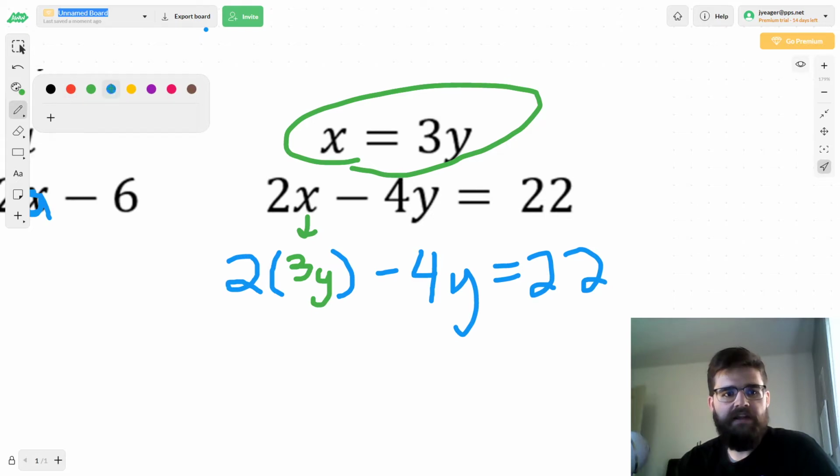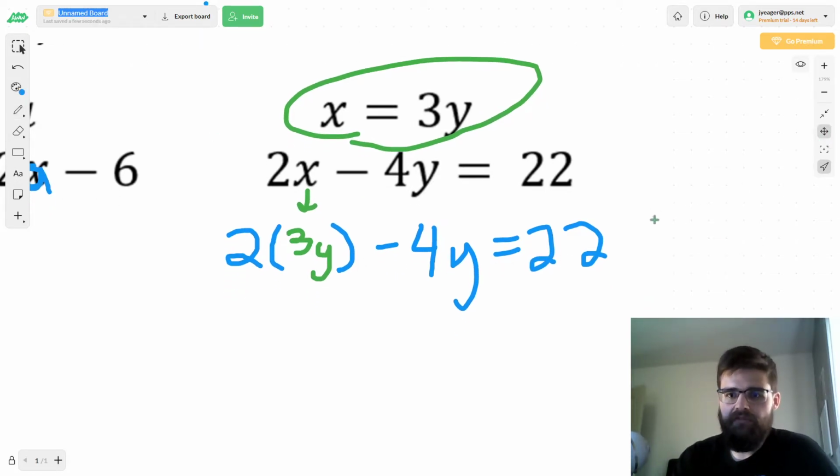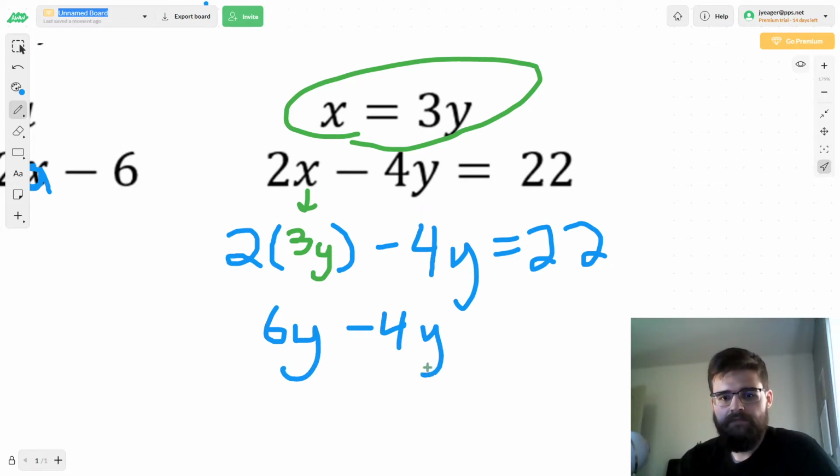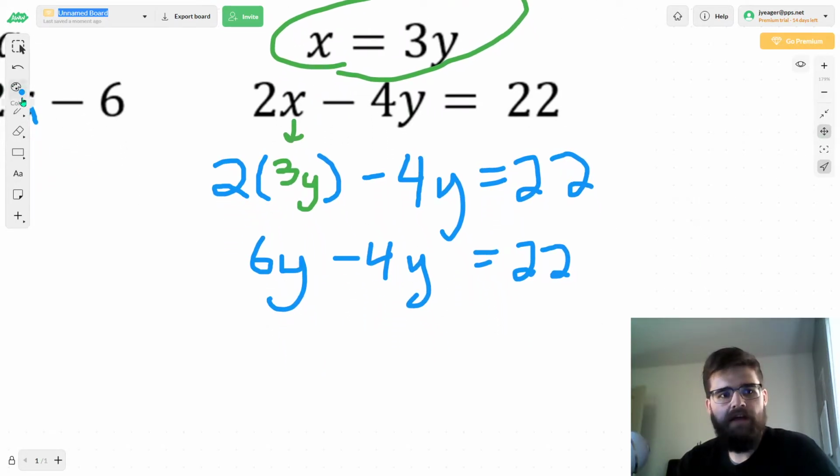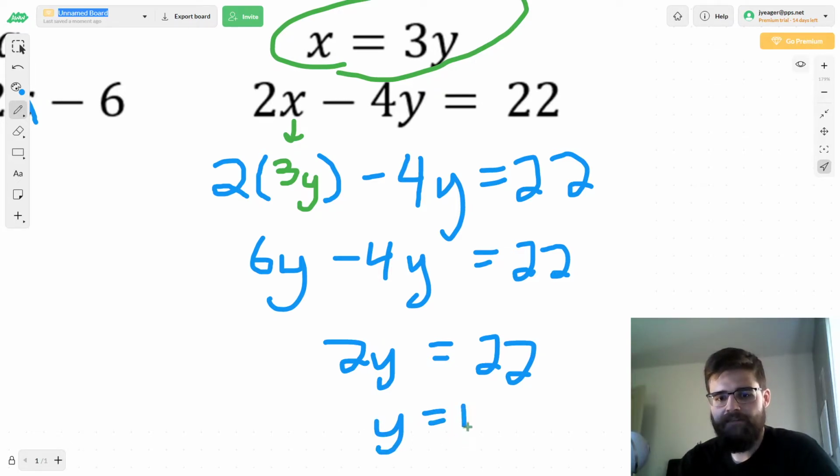Now we have an equation here that we should be able to solve because there's only a single variable. So let's take a look. We've got 2 times 3y, that's 6y, minus 4y is equal to 22. Now we can combine like terms. 6y minus 4y is 2y. If 2y is equal to 22, then y is equal to 11. Right? We just divide by 2 there at the end.